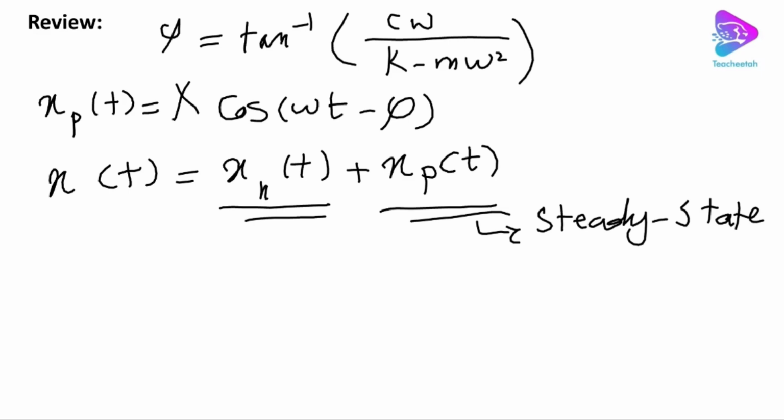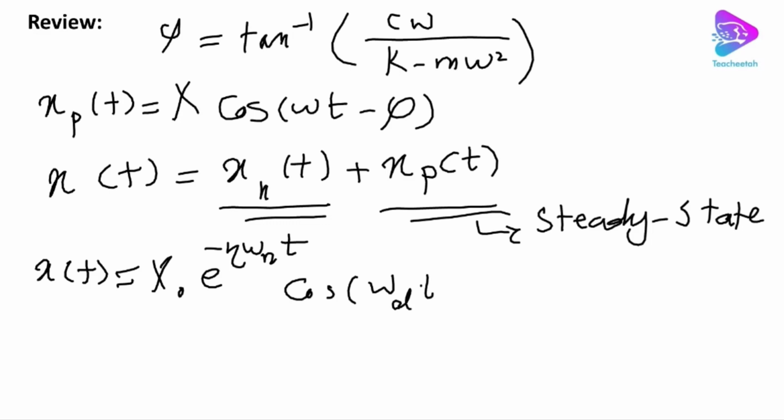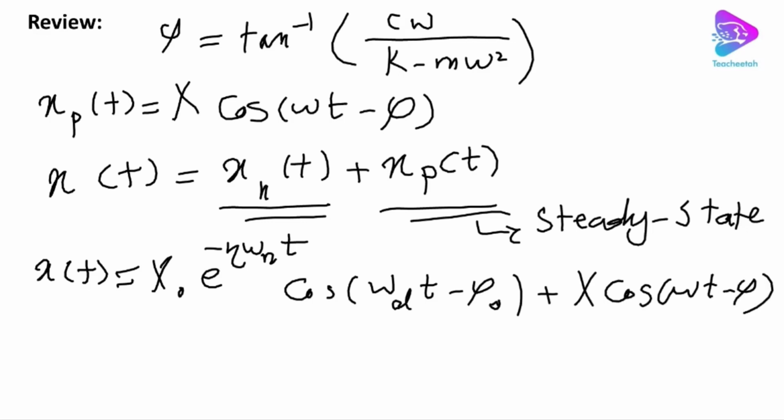So I want to write it simply here: x of t is equal to X naught e to the minus zeta omega n t, cos of omega d t minus phi naught, plus, this is the homogeneous part, plus the particular solution X cos of omega t minus phi. I'm sure you are familiar with these components because we have seen them before. As you see, we have both solutions combined in one expression, and therefore we can find the response accordingly.